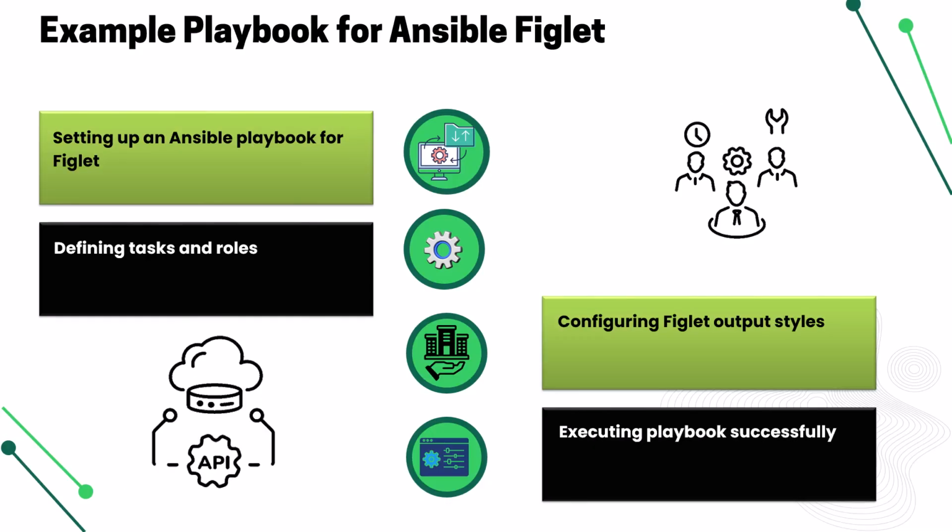Let's get started with Ansible Figlet. We begin by setting up our playbook, which is like the script for a well-rehearsed performance. Tasks and roles help keep things structured. Nobody likes a messy playbook. We can even style our Figlet output to make it fancy, because who doesn't like a bit of flair? Finally, execution, press the button and watch the magic happen.